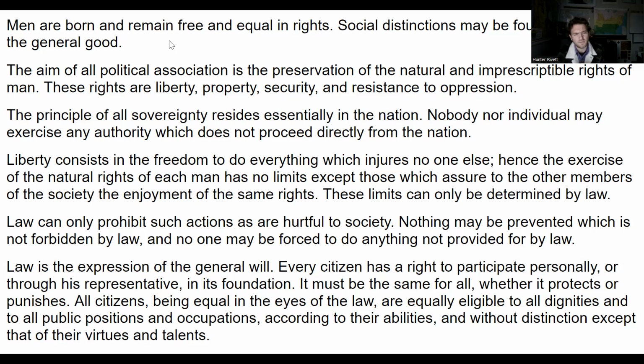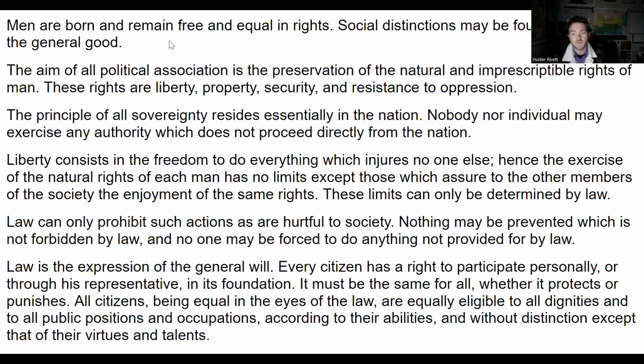The principle of all sovereignty resides essentially in the nation. Popular sovereignty, right? John Locke idea. People get to decide, the nation, the people get to decide what their government is. If they don't like it, deuces. Nobody, nor individual, may exercise any authority which does not proceed directly from the nation.